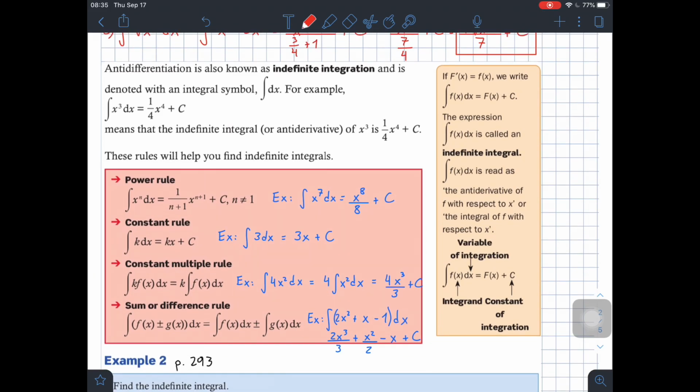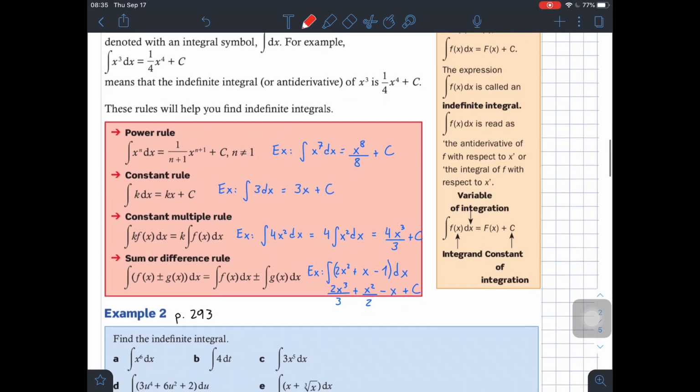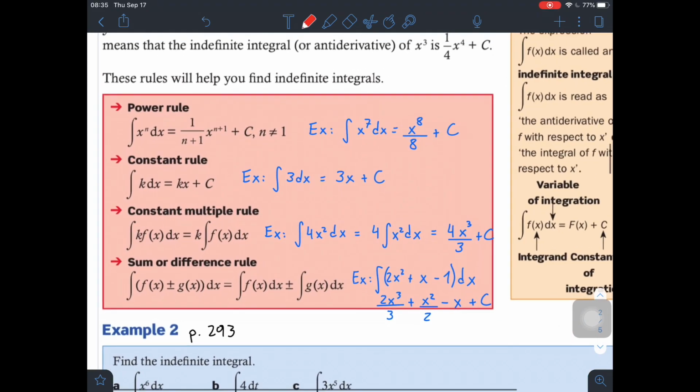Later on, we're going to see definite integration, and you'll see that the plus c disappears. Okay. So this means that the indefinite integral or antiderivative of x cubed is 1/4 x to the power of 4 plus c. These rules will help you find indefinite integrals. Okay, so these are some of the properties or rules for integration.